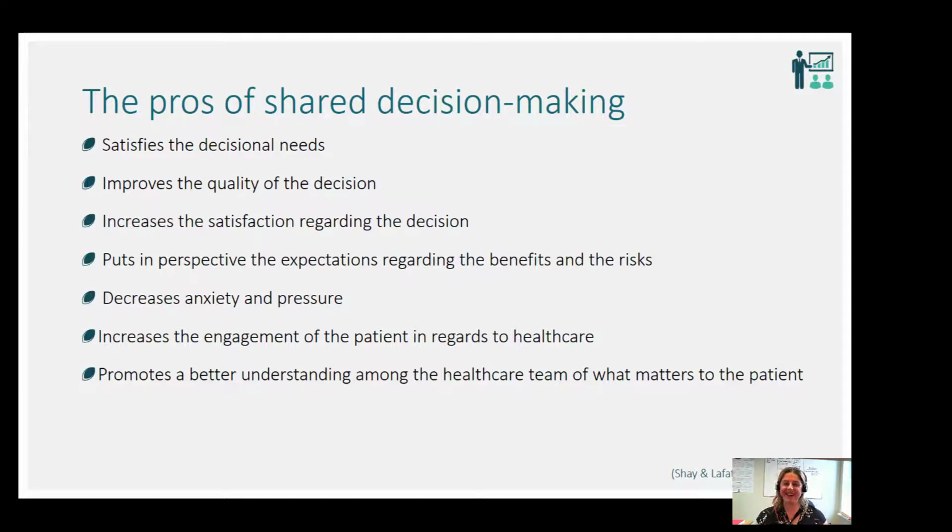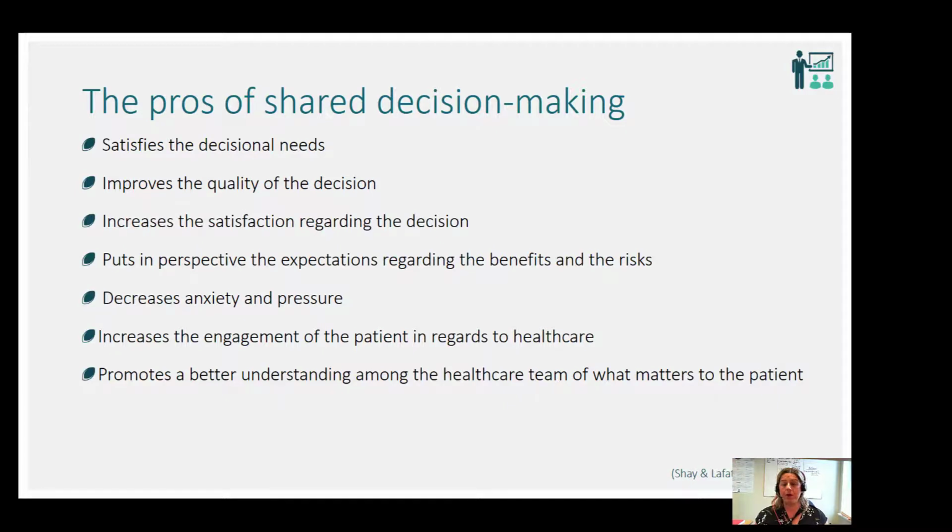Finally, another benefit of the shared decision making approach is the fact that it puts patients' expectations into perspective because we know that sometimes they can have false beliefs or even unrealistic expectations regarding the efficiency of a treatment or the change of lifestyle habits to reduce the risk of cardiovascular diseases, for example.